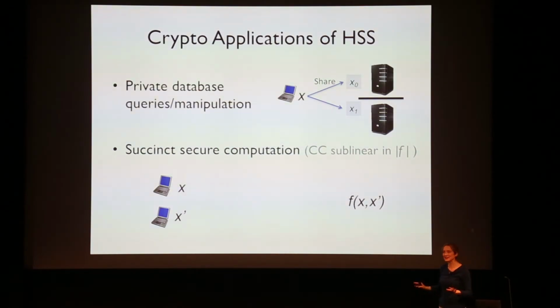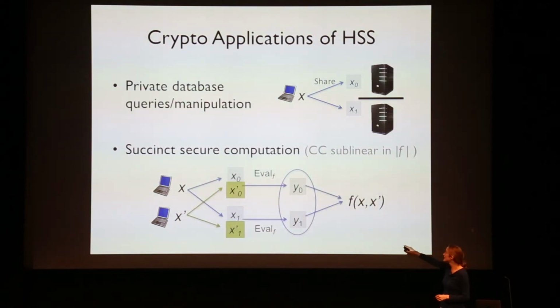And really, to date, there's only two solutions. There's only two ways that we know as a community how to achieve this. One is by a tool known as fully homomorphic encryption, and the other one is via homomorphic secret sharing.